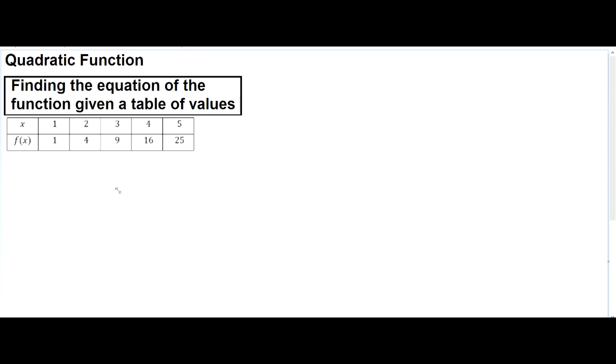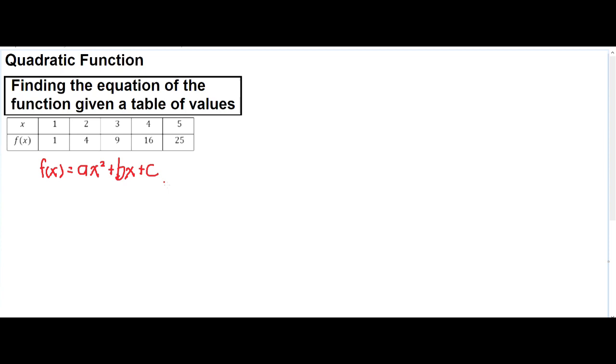Now, how do you find the equation of the function given a table of values? First step is to create three equations. Ngayon, paano tayo mag-create ng tatlong equation? With the help of this one, if you remember this, f of x is equal to ax squared plus bx plus c. That's your standard form.